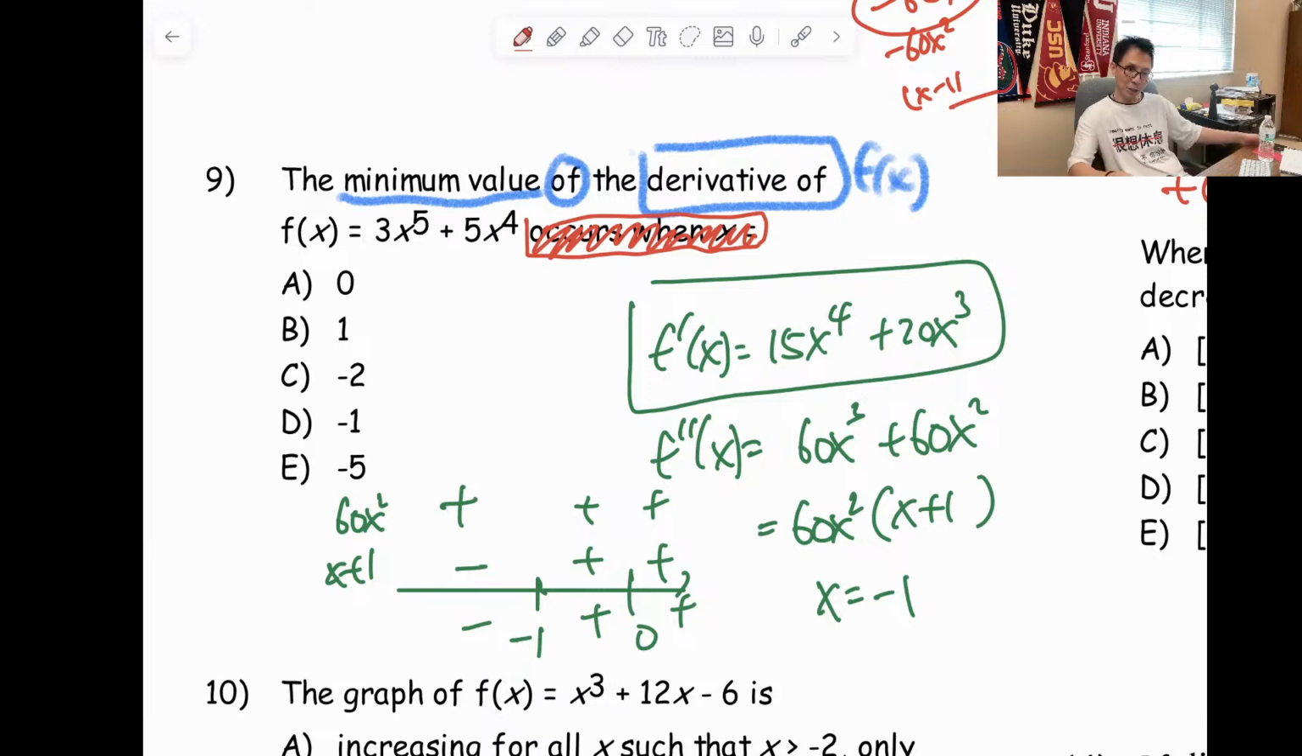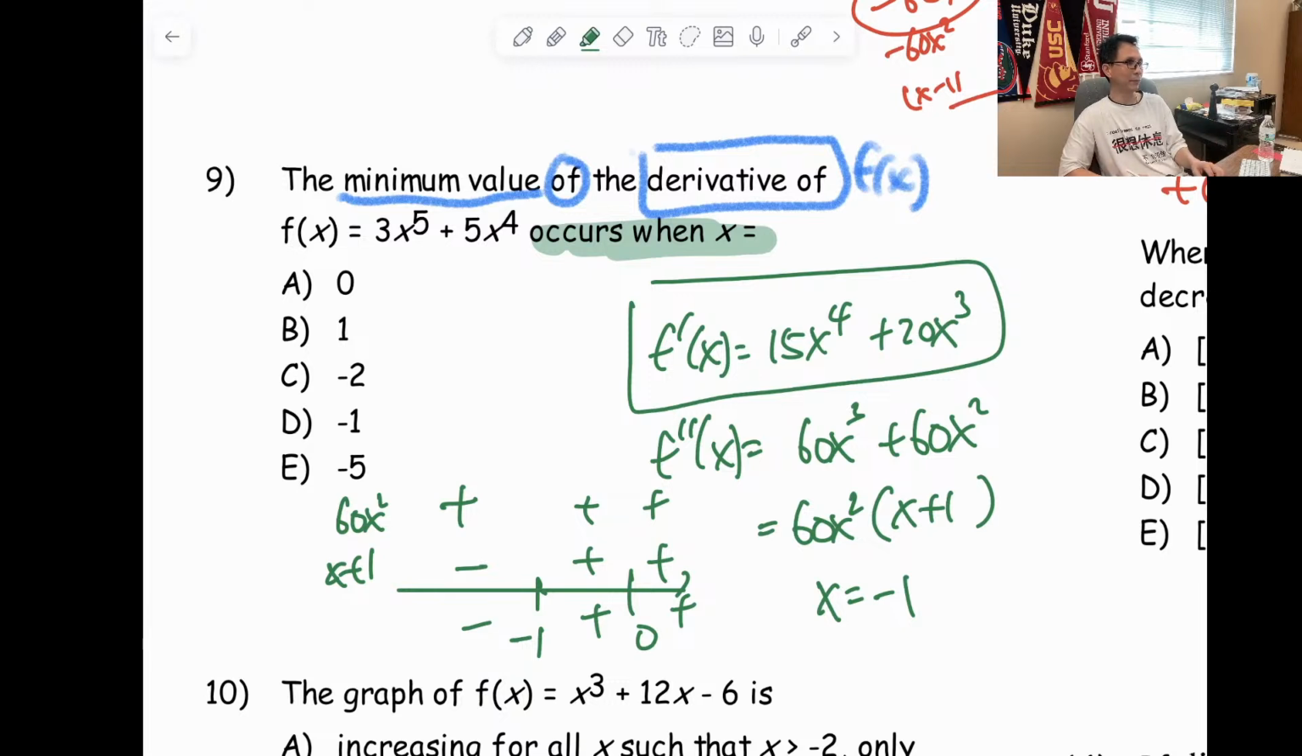Now, if the question changed a little bit, do you see that I erased this part? If I erase this part, the question is completely different. Why? Because the subject becomes the minimum value of f prime of x. So at this -1, you plug into f prime of x, not f of x, because the subject is different.